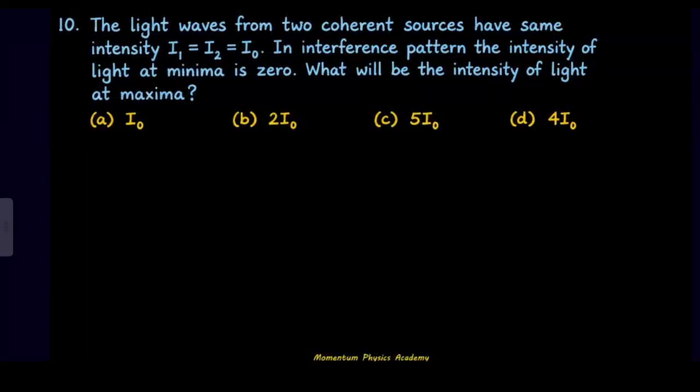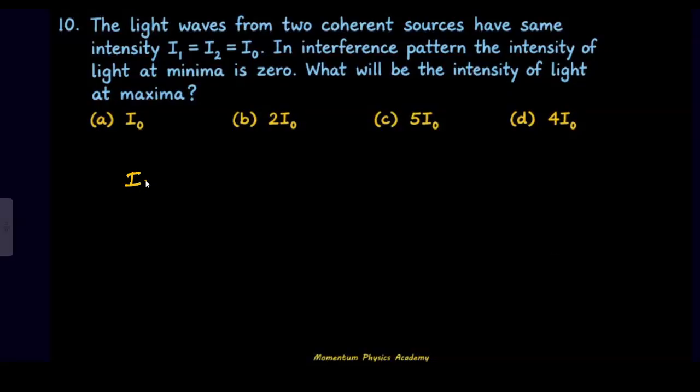Next. The light waves from the two coherent sources have intensity given like this: I1, I2 both are equal. In the interference pattern, the intensity of light at minimum is 0. What will be the intensity of light at maximum? How much is the maximum intensity? They simply ask.